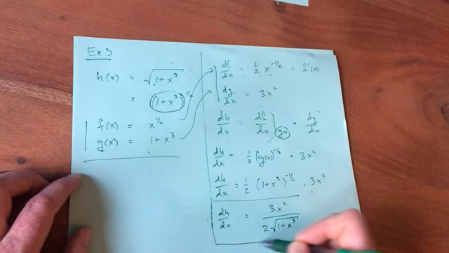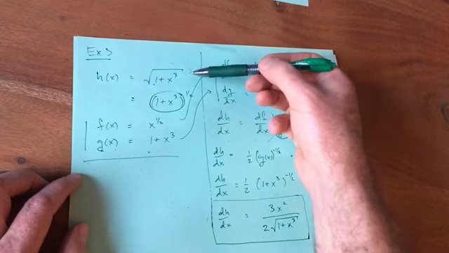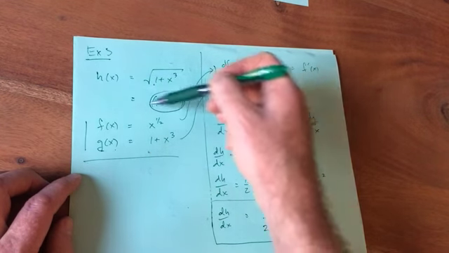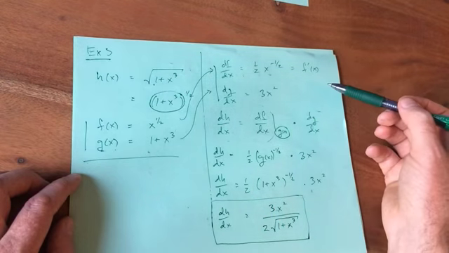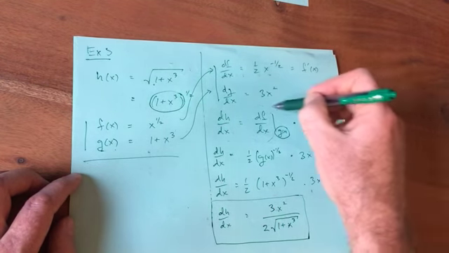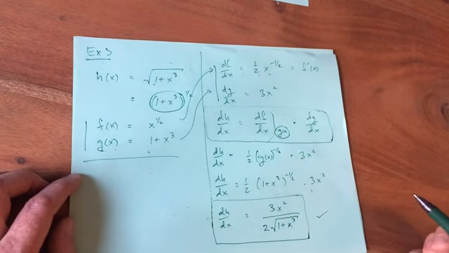So here we've computed the derivative of this function by first breaking it into a function composition, or re-representing this function as a function composition, and then using the chain rule to compute the derivative. Okay, thanks.